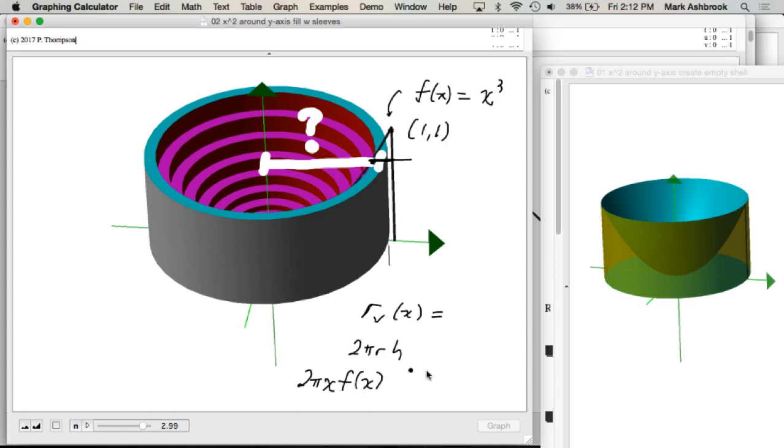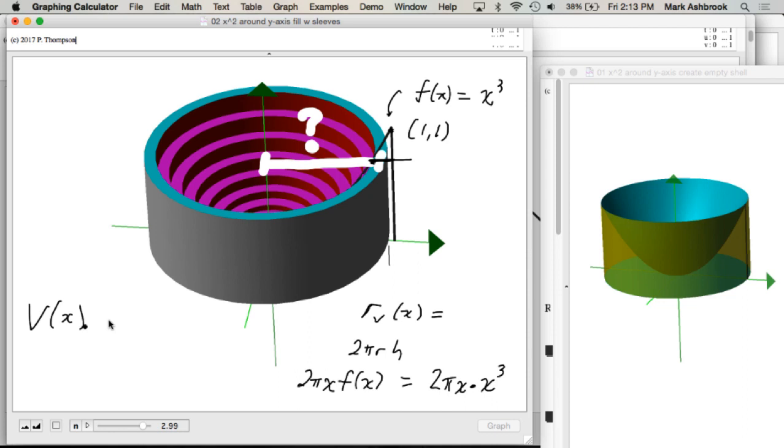Now we've got our rate of change function: 2 pi x times x cubed, which is 2 pi x to the 4th. We've got our rate of change function for this volume as x increases from 0 to 1. So that's our rate of change function. What about our volume function?